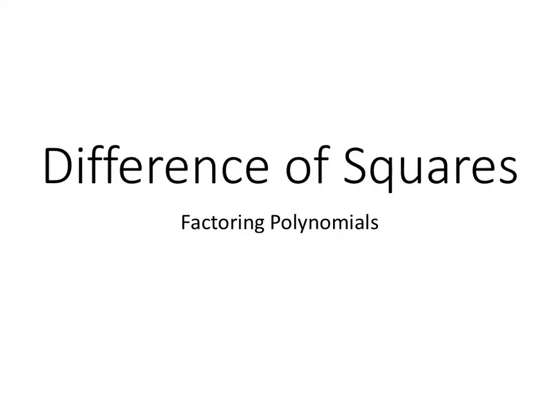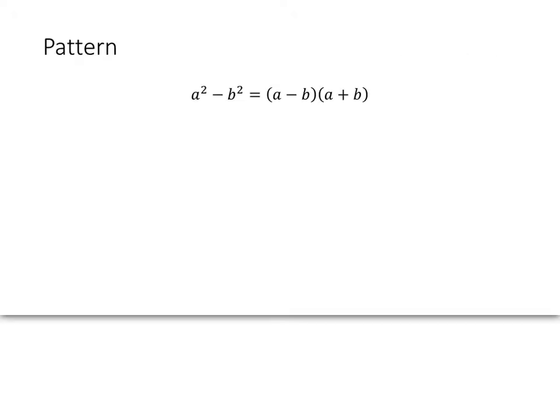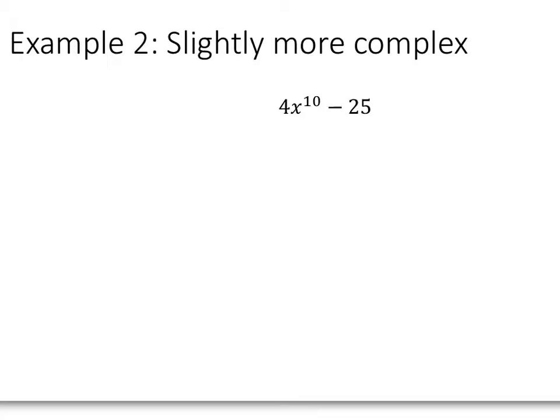The second example of factoring a difference of squares will be slightly more complicated. We're still going to factor. You'll notice the reason this one is slightly more complex is because there's some more coefficients in here.